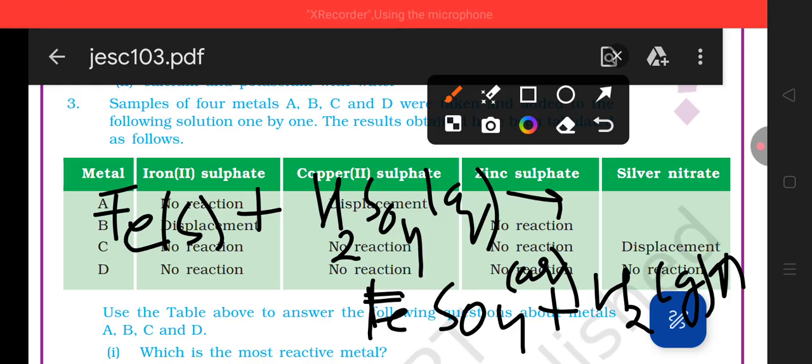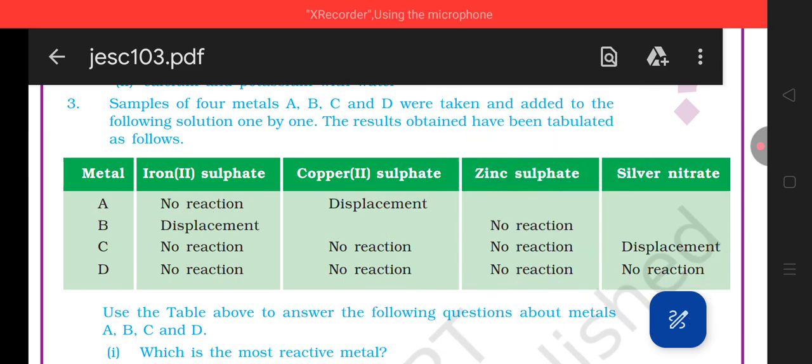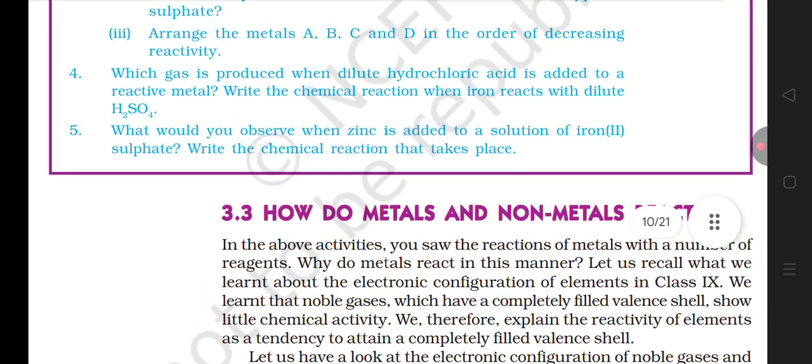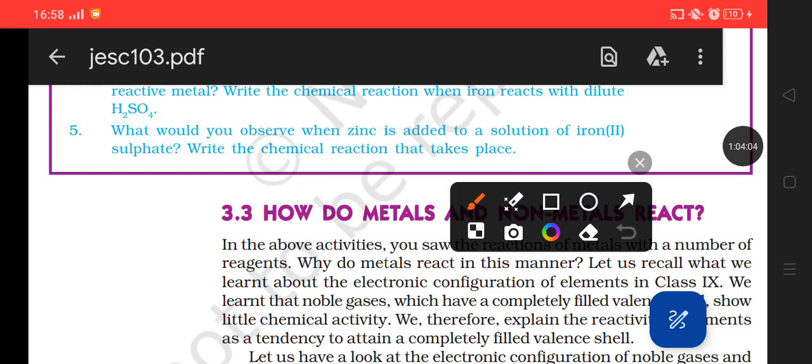Now next is what would you observe when zinc is added to a solution of iron(II) sulfate? Write the chemical reaction that is taking place. You know obviously that zinc has more reactivity than iron. Isn't it? So the reaction would be a displacement reaction definitely.